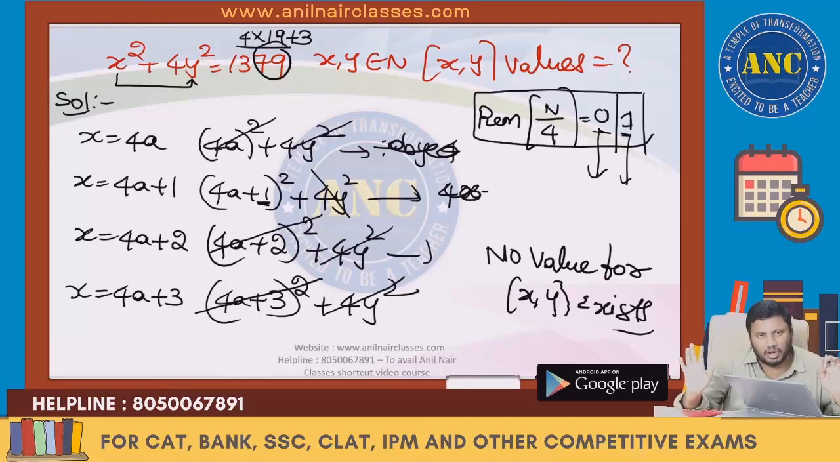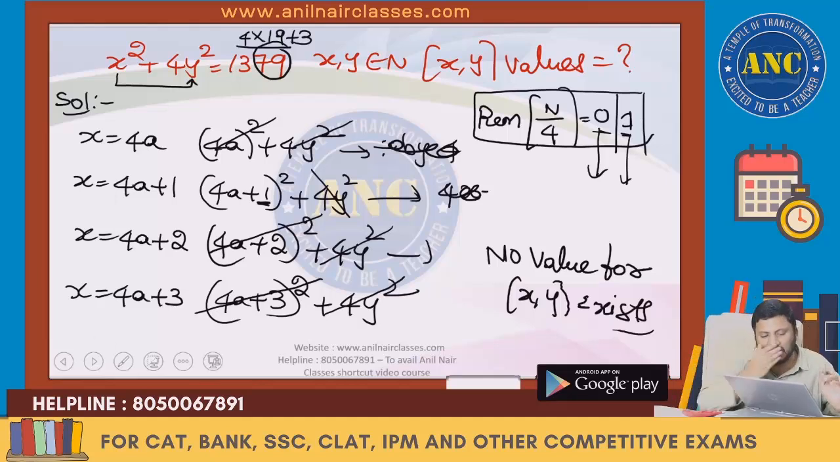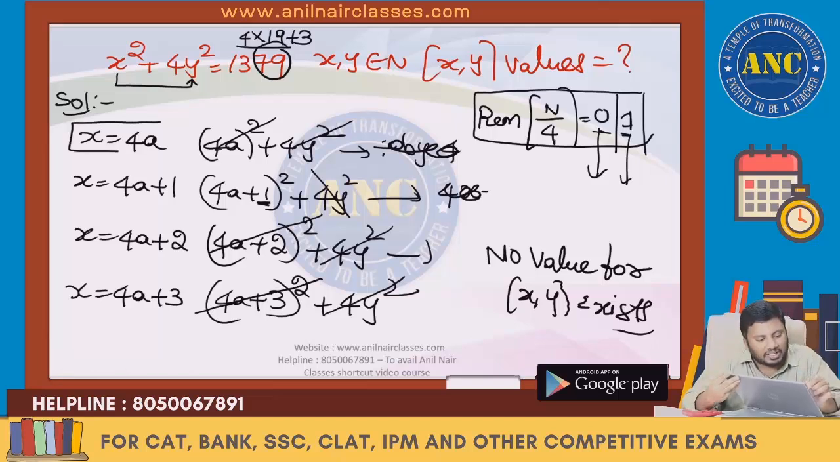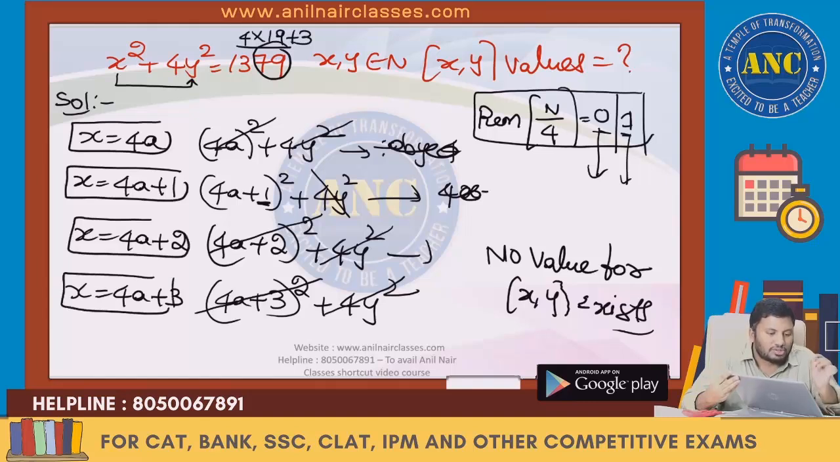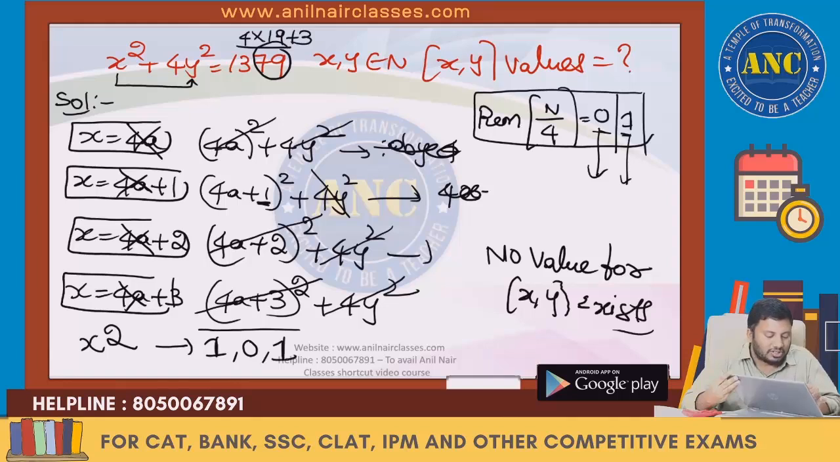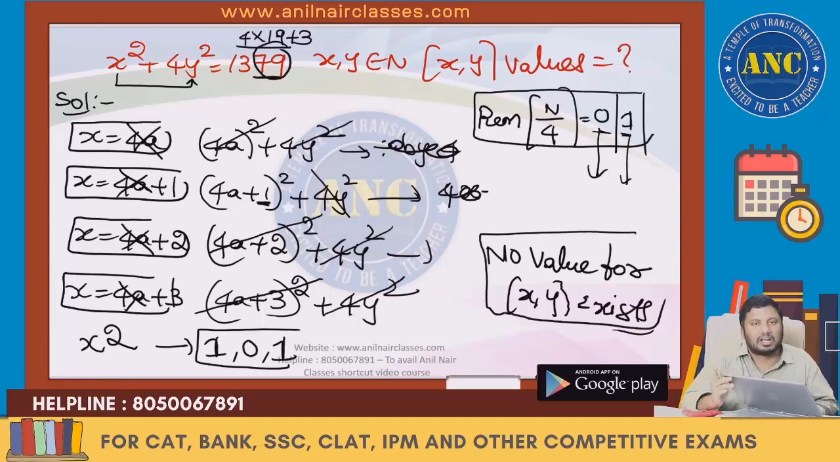Still, I will make you solve questions just orally, sir. All you require is just a basic understanding of the concept. When you divide x by 4, it is perfectly divisible, or remainder 1, remainder 2, remainder 3. So from now onwards, if it is x square, we'll forget all this. 1 square is 1, I will get remainder 1. 2 square is 4, I will get perfectly divisible. 3 square is 9, it gives a remainder 1. 1 or 0. 79 is 4 into 19 plus 3. So answer is no value for x comma y exists.